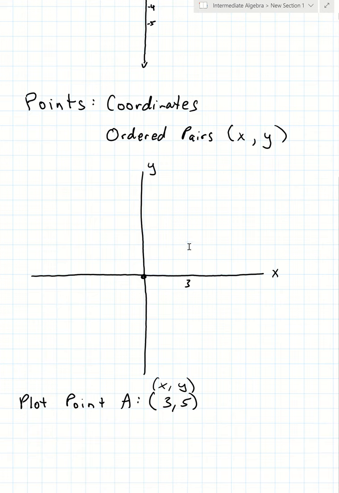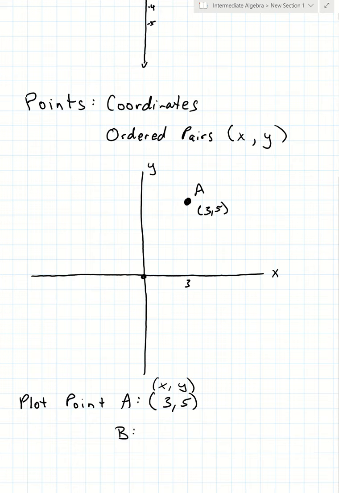So we're going to go 1, 2, 3, 4, 5, and this would be the location of point A. Its coordinates would be 3, 5, because we moved 3 units in the positive x-axis, and we also moved 5 units in the positive y-axis. Okay? And that's where we would put the point for point A.